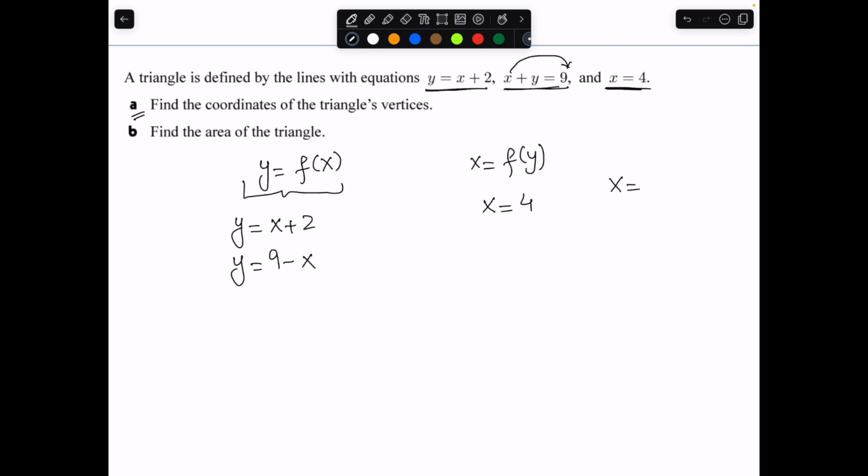I can always write x equals 4y to the power 0. So y to the power 0 is 1, and hence x equals 4. It means it's a constant function. So I need to plot these equations in the GDC to find that triangle that will help me solve this question.